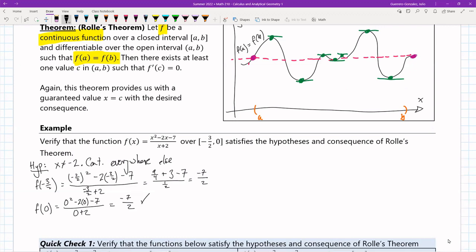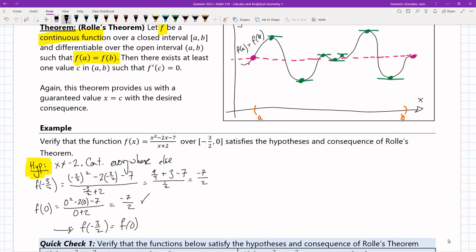Okay, so this is a hypothesis. We just checked that. I'm going to put it down here. f of -3/2 is equal to f of 0. So we just checked the hypothesis for this equation, for Rolle's theorem. Now we get to check Rolle's theorem, the consequence.